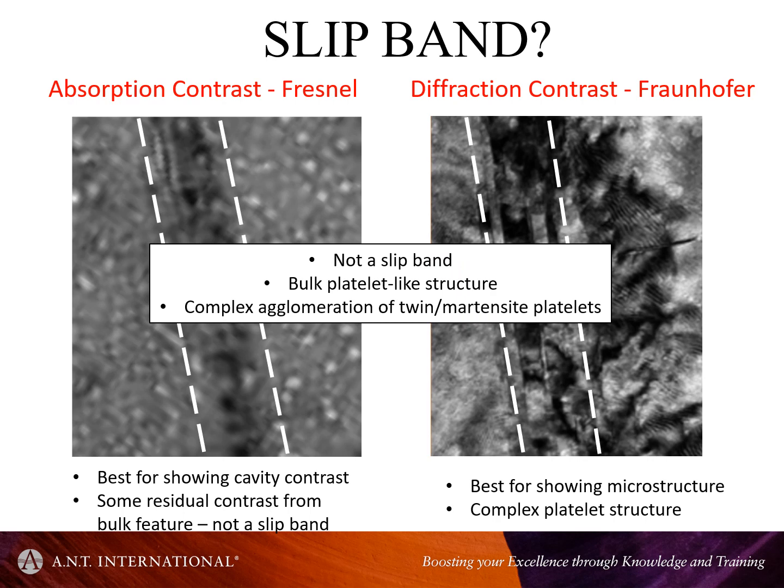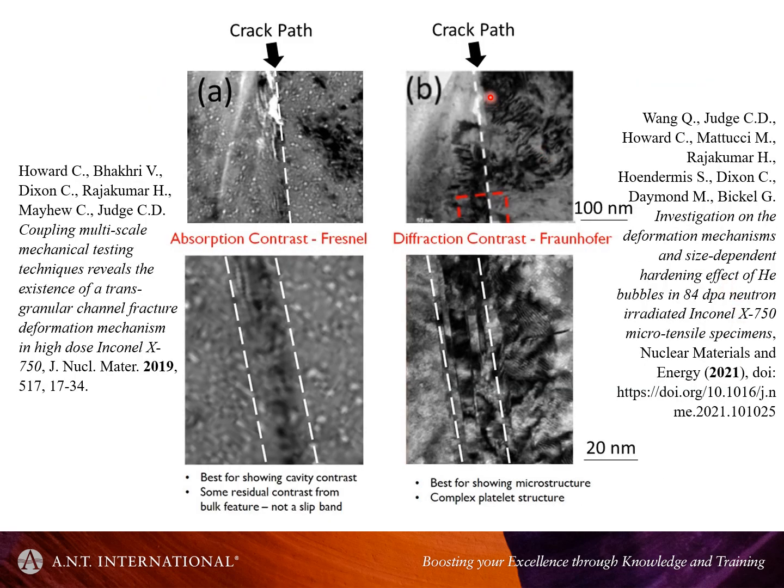It's a bulk platelet-like structure, and it's a complex agglomeration of twin martensite platelets. And it's along the edge of this structure where you get the cracking. And these are the two reports where in this case this was described as a slip band. In this case they described it as a cluster of nanotwins, but they're the same volume of material, the same feature. So the cracking along the nanotwin platelets is understandable because that's what Pouyan Changizian observed in his work at Queen's.